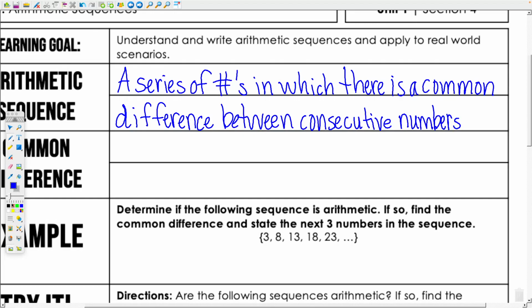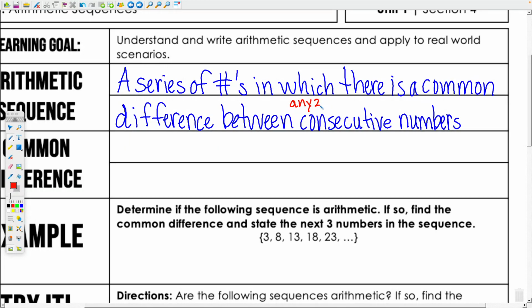And I really wish I put on there, it's between any two numbers. Because what you're looking at with an arithmetic sequence is, I don't care where you go in the pattern, if you were to take two numbers that are back to back, then when you subtract their difference, it's going to be the same value all throughout.